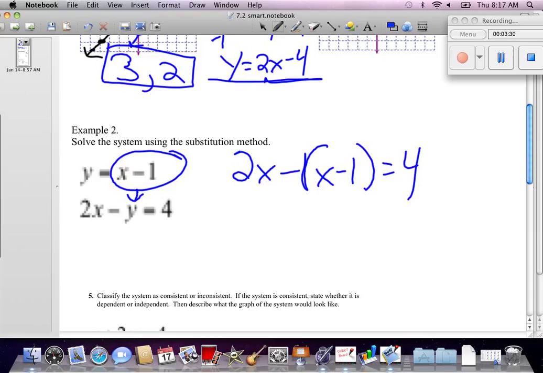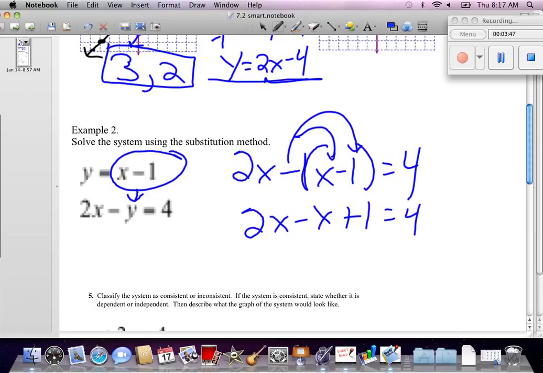What is on the outside of my parentheses? Before the 2x, we have a negative. So I'm going to distribute this negative. So I get 2x minus x plus 1 equals 4. 2x minus x is how much? I have 2 x's, I take 1 away. How many do I have? So I get 1x plus 1 equals 4. Subtract 1 from each side, and I get x equals 3.